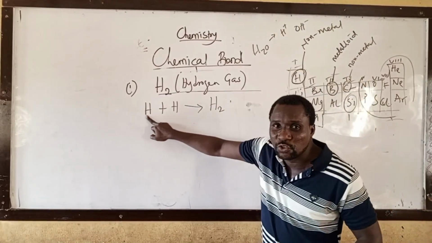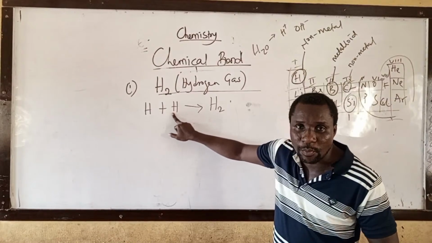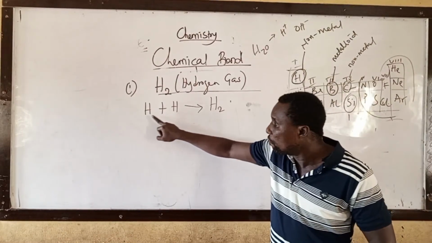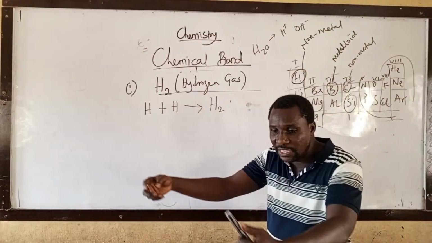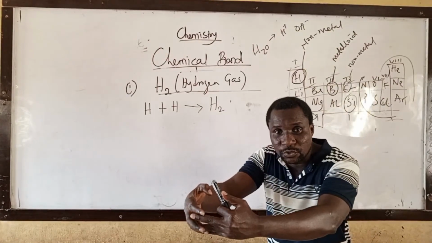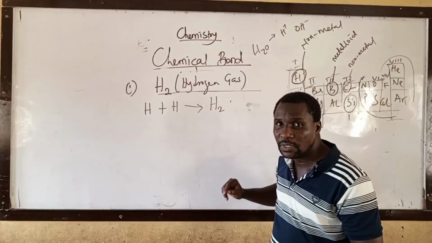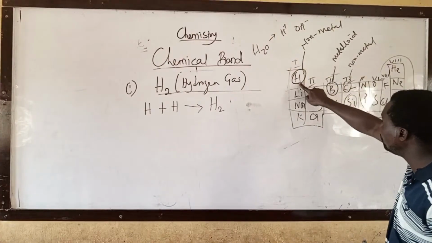I want you to understand something. This hydrogen is not stable. This is one atom of hydrogen. This is another one atom of hydrogen. It's not stable. For both of them to be stable, they need to come together and share electron. When they come together to share electron, they form what? Hydrogen gas.